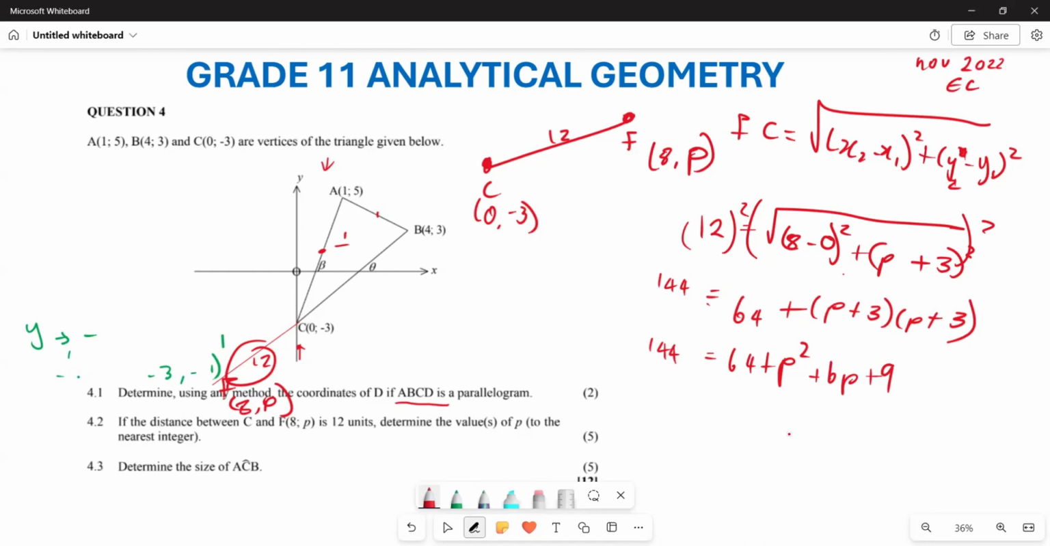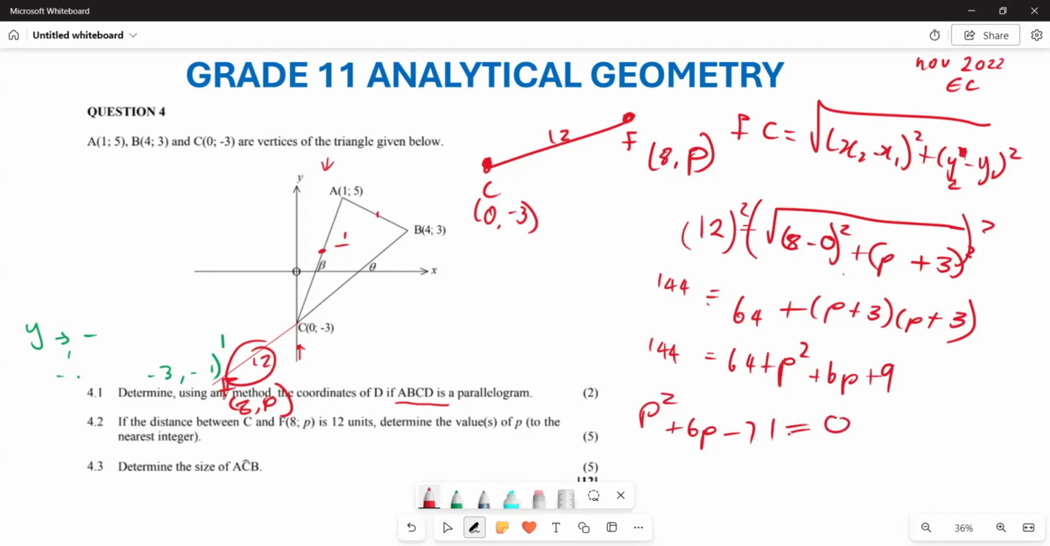Now you are going to group the like terms. The answer that you are going to have is p squared plus 6p. When you take this 144 to this side, what is it that you are going to get? You are actually going to get negative 71, right? Because you are saying negative 144 plus 64 plus 9. The answer that you're getting is p squared plus 6p minus 71 is equal to 0, right?